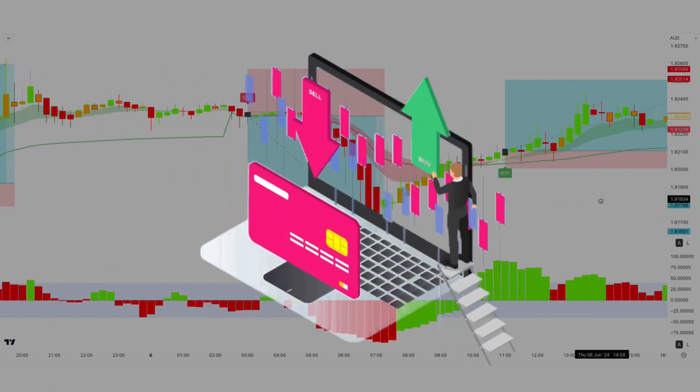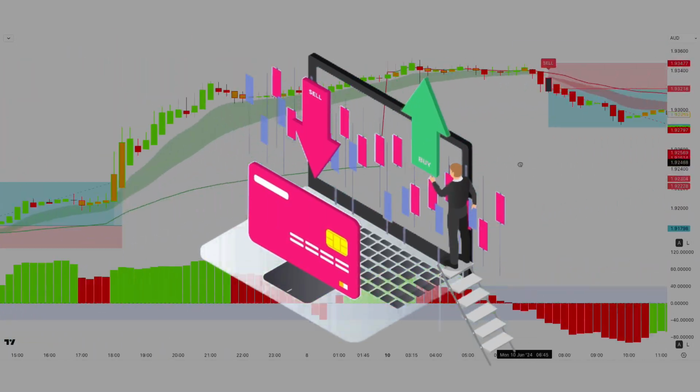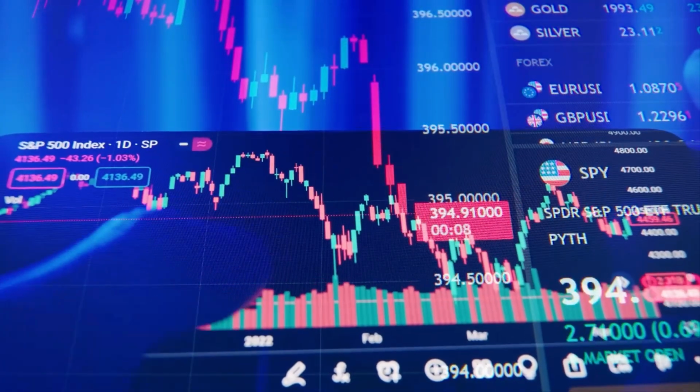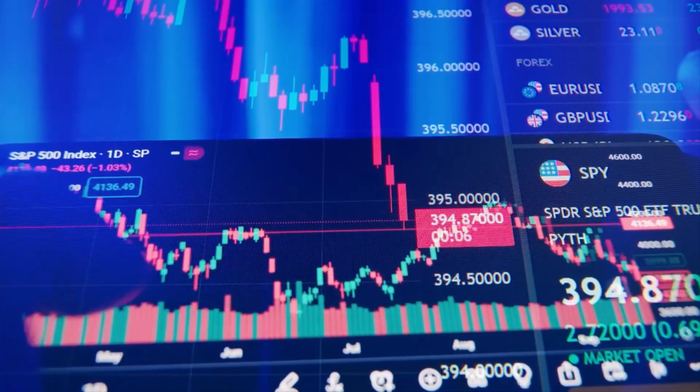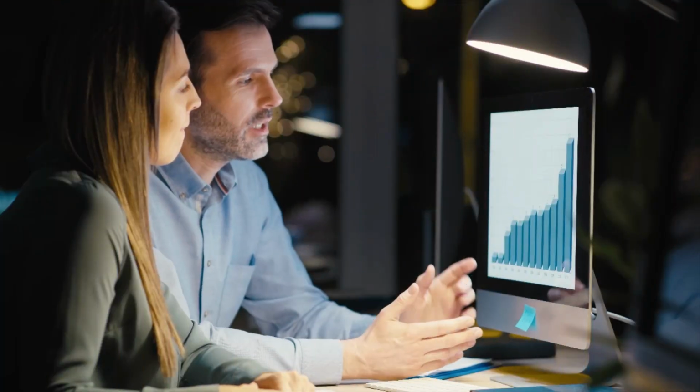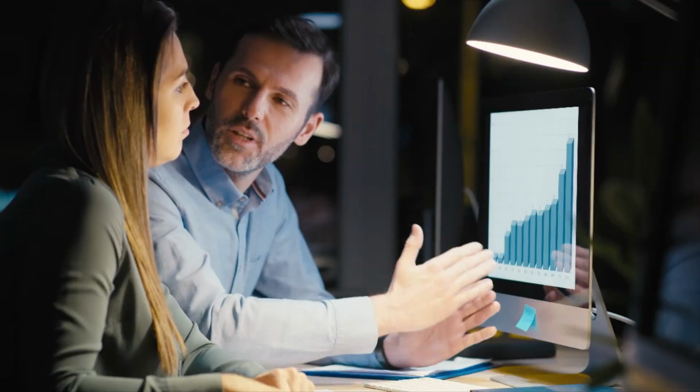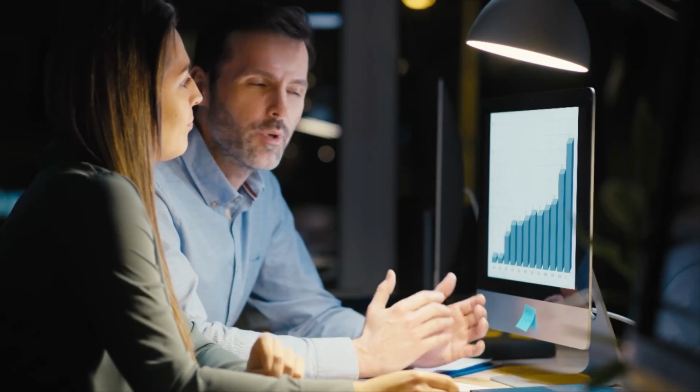Most traders entered too late. By the time they see the move, the smart money is already in profit. That's why normal scalping fails. It reacts after the breakout instead of spotting the momentum before it explodes.